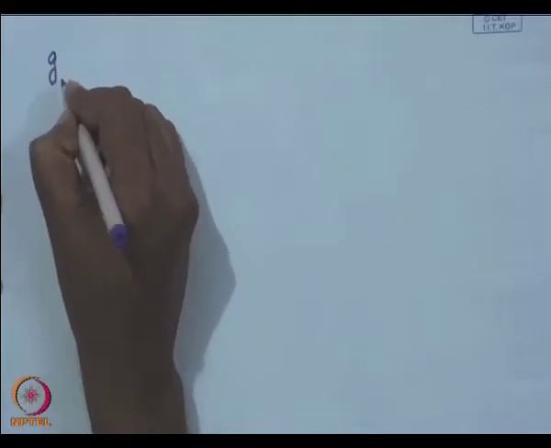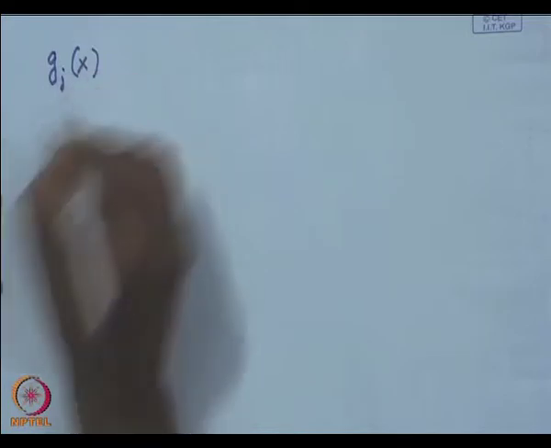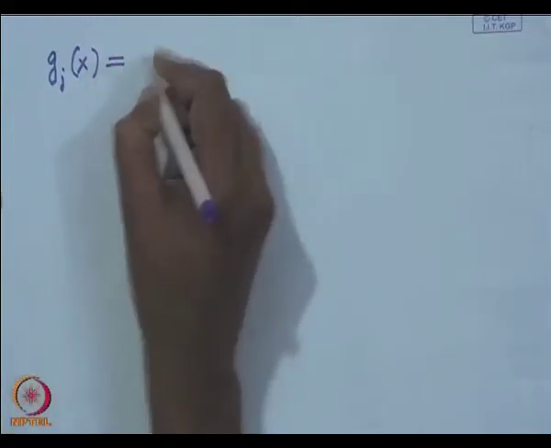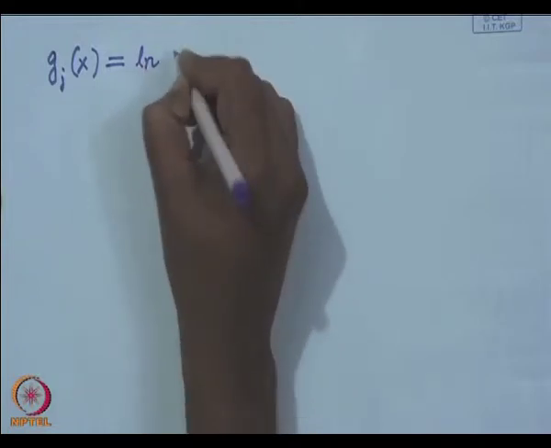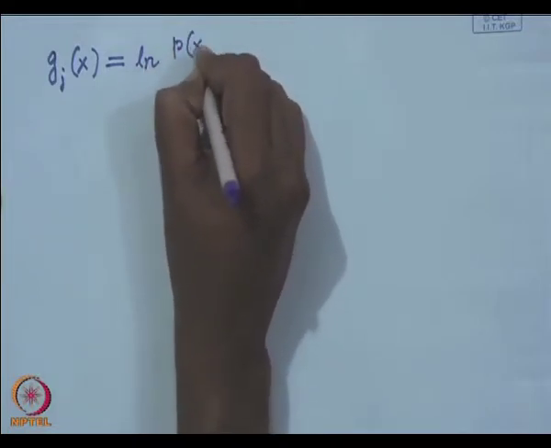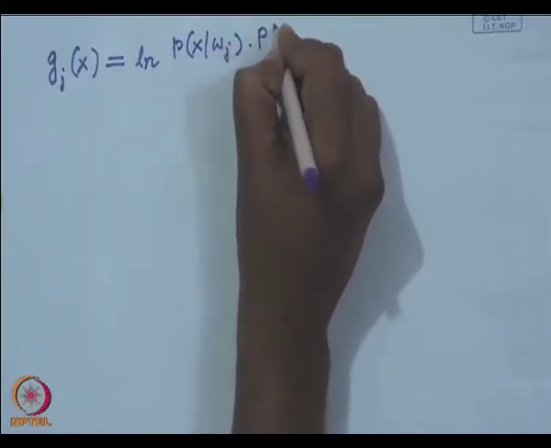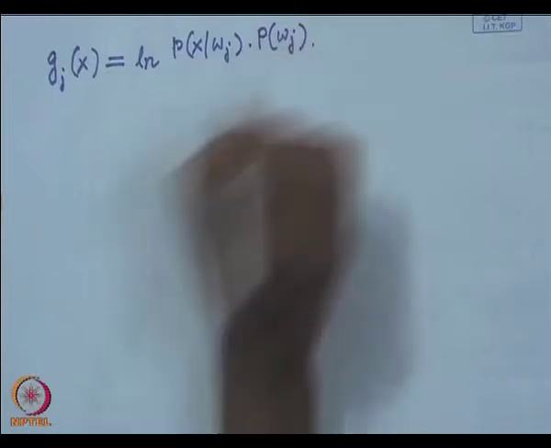Following this, in the last few classes we have also derived a number of functions called decision functions or discriminating functions. The discriminating function for a class omega j, g j of x, we have defined as log of p of x given omega j into the a priori probability p of omega j.